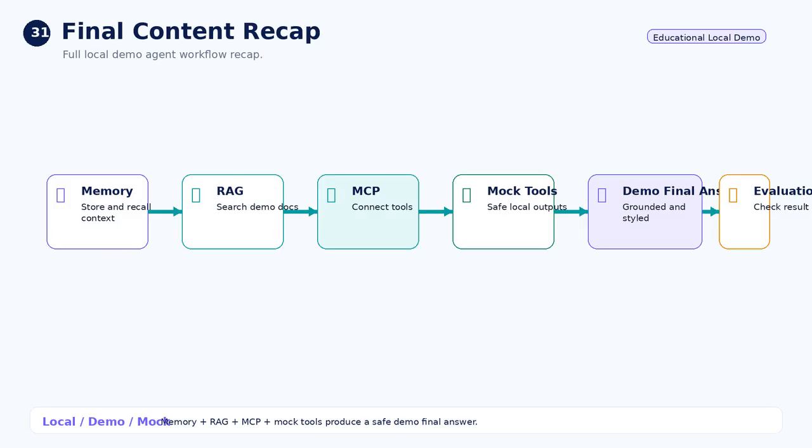This sets up the next important point, the final content recap. The local demo agent now has 4 connected abilities. Memory stores and recalls useful context. RAG searches fictional local documents for evidence. MCP exposes those abilities as mock tools. The agent uses tool results to produce a better answer. The full loop is remember, retrieve, act safely, and respond. The next improvement is stronger evaluation and safer approval design. That is how memory, RAG, MCP, and tools come together.